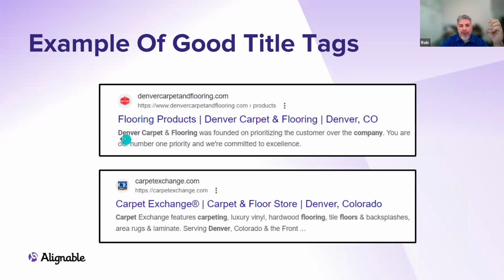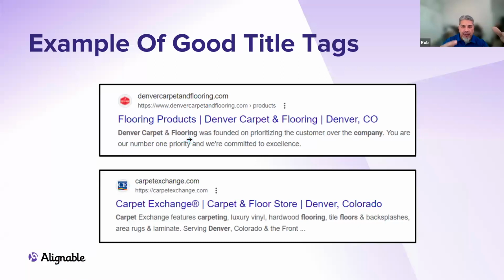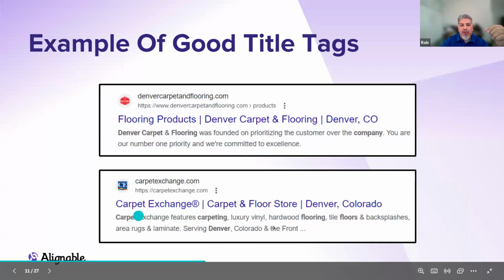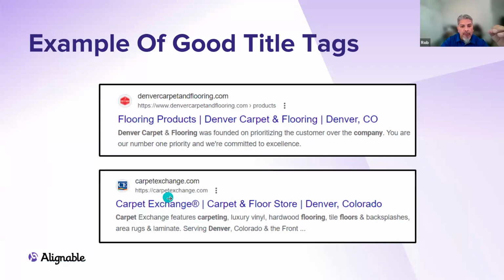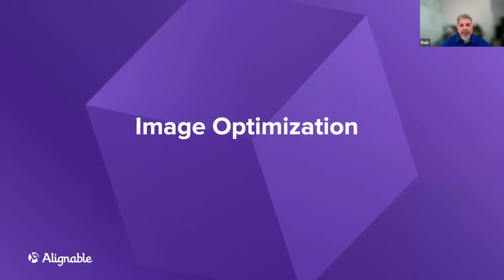Okay. And then, of course, my description below that, which isn't part of this example, but every search that you see will have letters that match the search and are relevant. So in this case, Denver Carpet Flooring, and then down here, carpet, flooring, floors, Denver. So you do want your description to coincide with and corroborate the keywords you're using in the title tag. Hopefully this makes sense. But we're going to go ahead and jump onto image optimization.